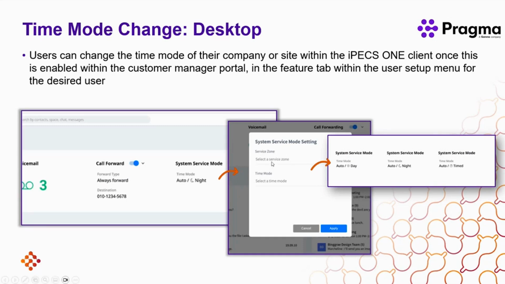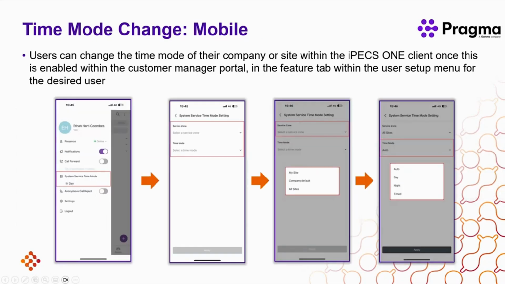There's 2 options there. The top one being the service zone, so you could either do the entire company or specific sites, and then the time mode, so automatic, day, night, timed, whatever you want to change the mode to. And then the same goes for mobile, so any mobile users with that option set within the user setup can come into the mobile app, see that option, system service time mode, and select the same things, whether it's site, all sites, the company default, and then the time mode.